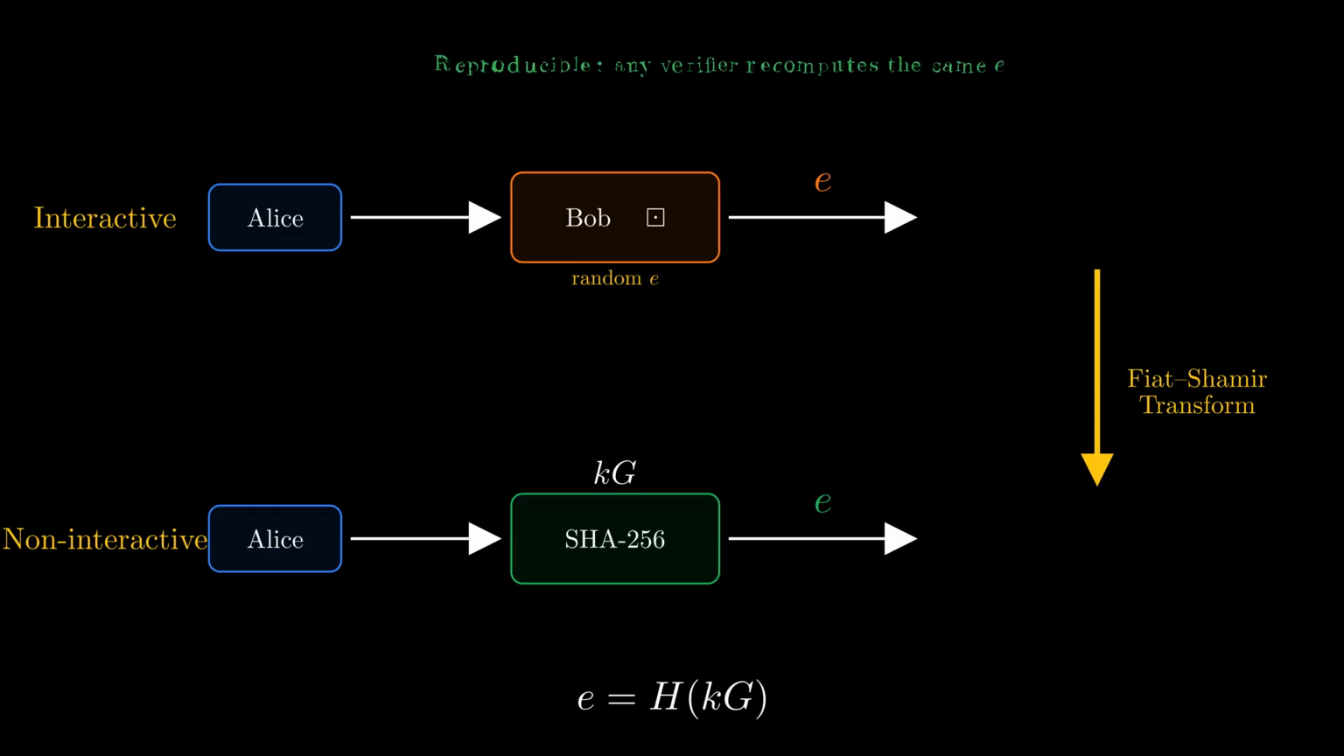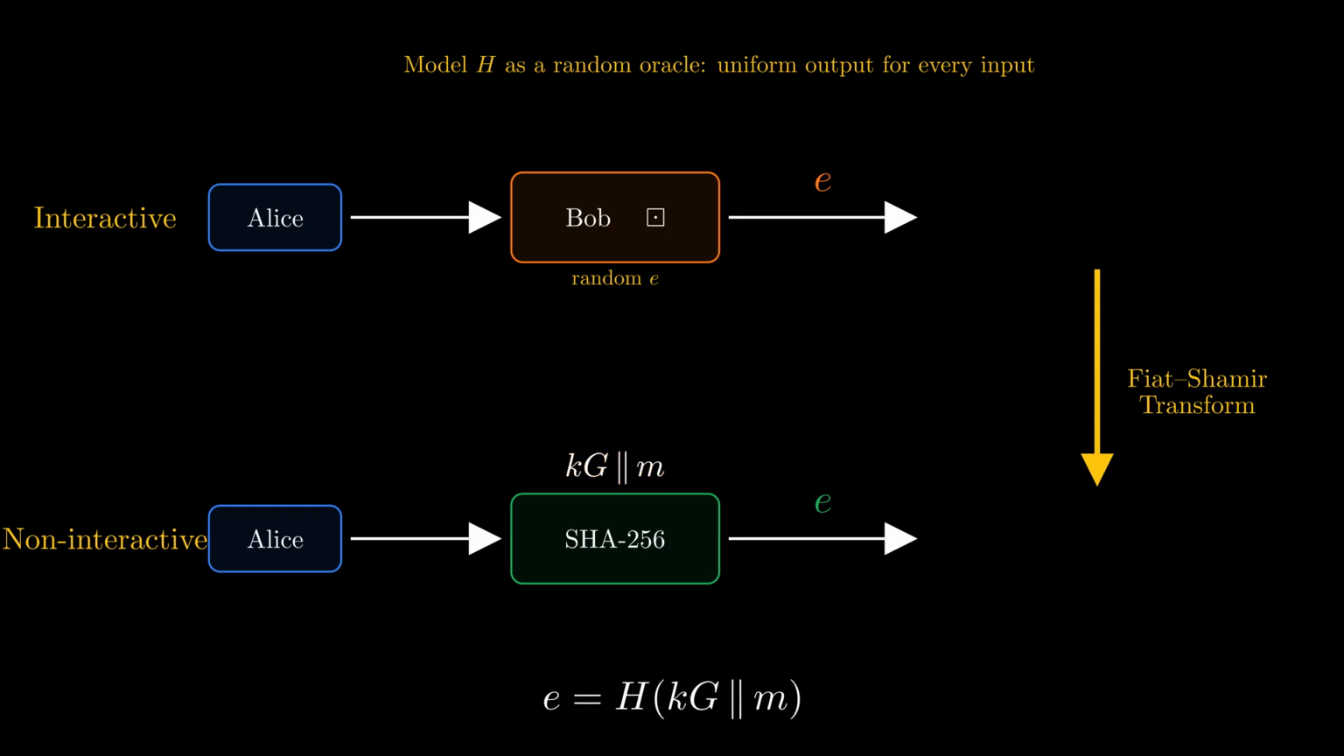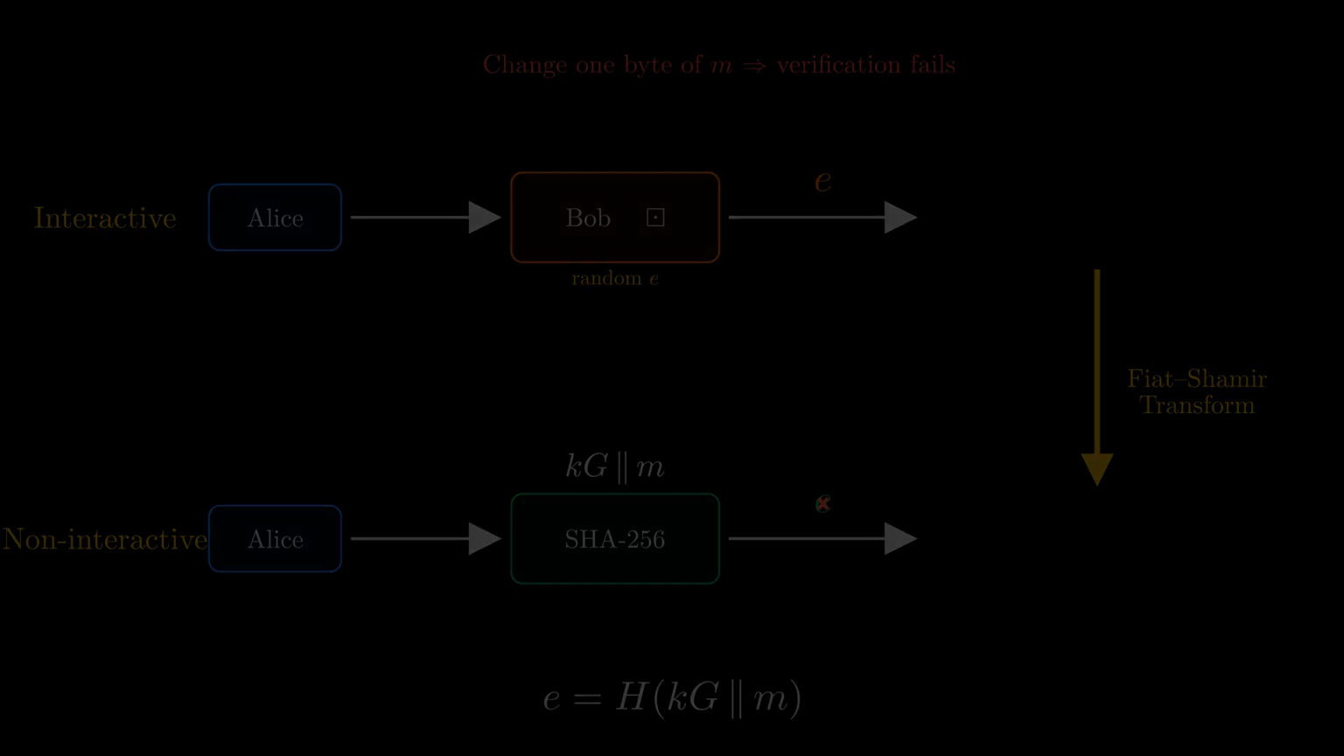We model the hash as a random oracle, an idealized function that returns uniform random output for every input. Now add the message. Set e equals h of kg concatenated with m, where m is the transaction being signed. The signature now binds to that exact message. Change 1 byte of m and the verification fails. We're not done yet. BIP340 adds one more input to the hash, the public key, capital xg itself. The final form of the challenge is e equals h of kg, xg, m.